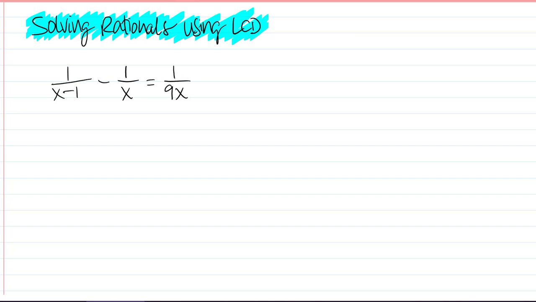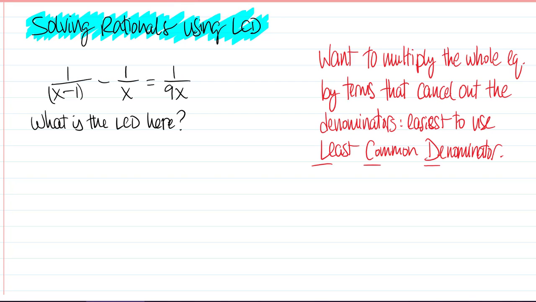So what we're going to do is say we can multiply everything by stuff that will cancel out all the denominators, okay? And that would be the LCD. All right, so I've got what I said just now in better terms, written in red, and now I'm asking myself, what is the LCD here, okay?